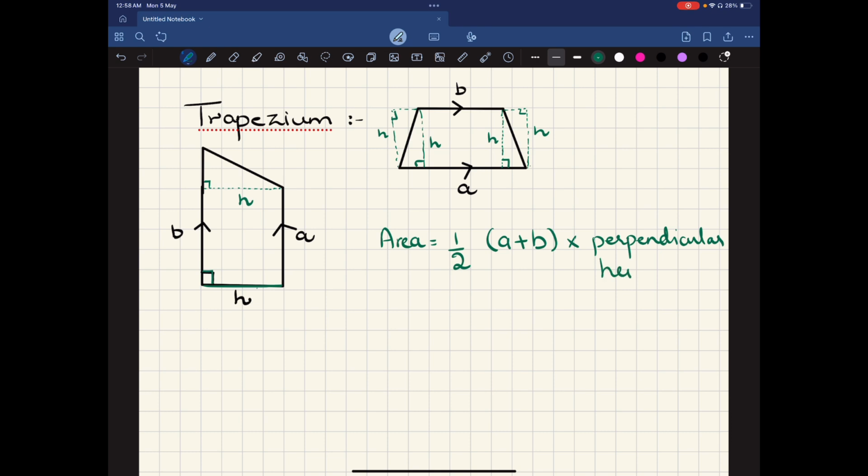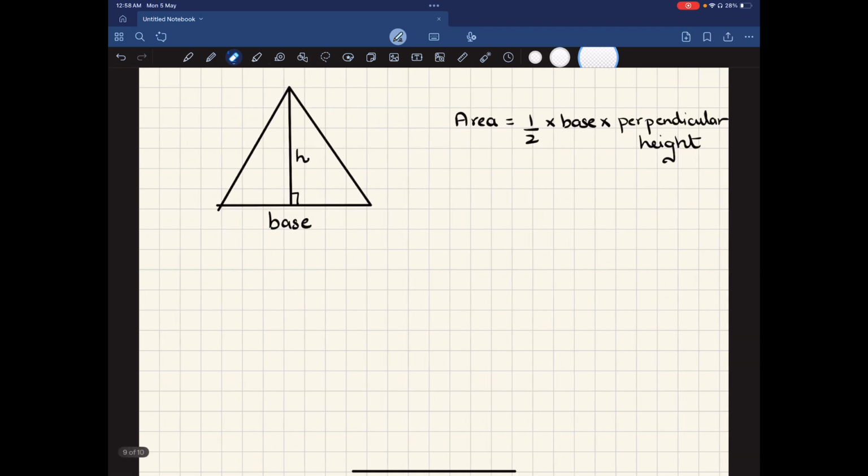We generally write height. The reason I'm writing perpendicular height is because I want this to be hammered in your mind that it is always going to be the perpendicular height. So the height must be at 90 degrees to the parallel sides. Okay. So take care to use the correct dimensions. Remember that when working out the area of parallelograms, triangles, and trapezium, the base and height must be at 90 degrees. And it's not just for these shapes.